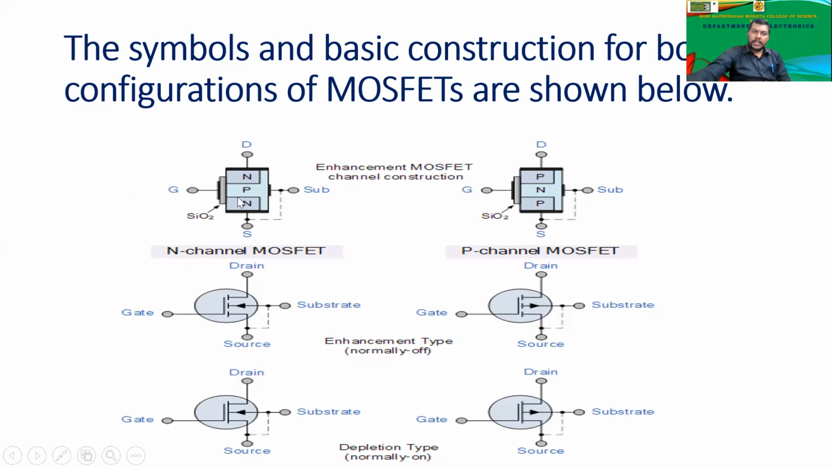So the current is being enhanced in the enhancement type MOSFET, and this is the symbol for that enhancement type MOSFET. You see that there is a gap between this drain and source, and in between the substrate. The gate is going to provide the current to flow through this. So both are shown there. So these are enhancement type MOSFETs.